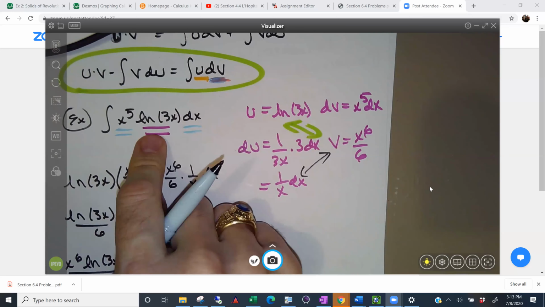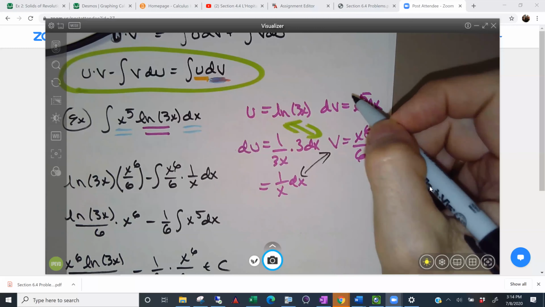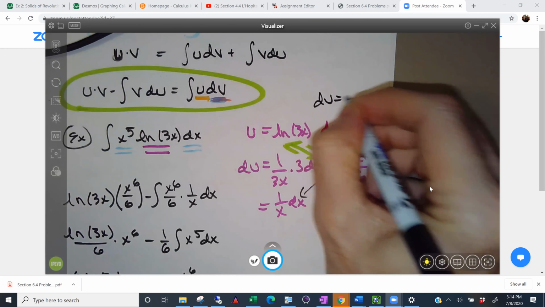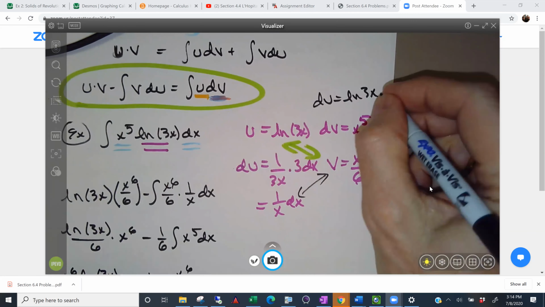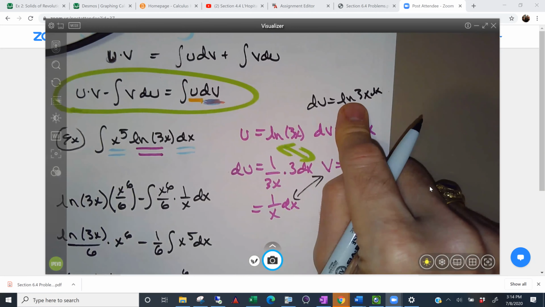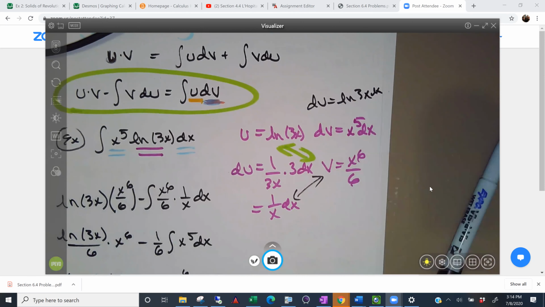If we tried it the other way, you'd run into a brick wall pretty quickly. Because if I let dv equal ln of 3x dx, do we know how to integrate this? No, I don't know an antiderivative, not off the top of my head anyways. In fact, a little bit later today, we'll try this. And it's a good question.